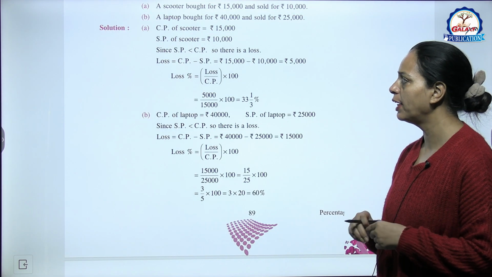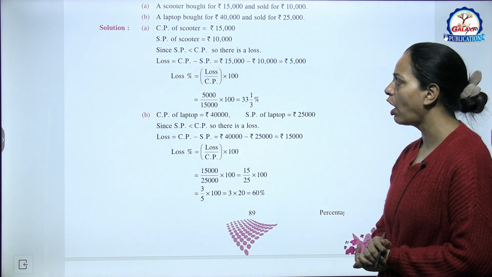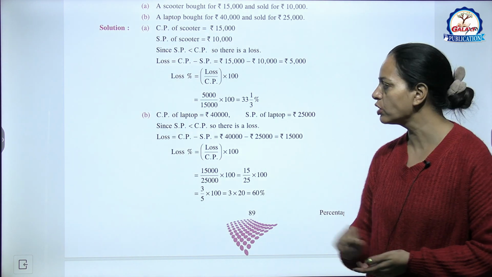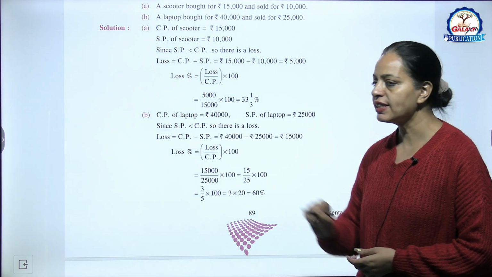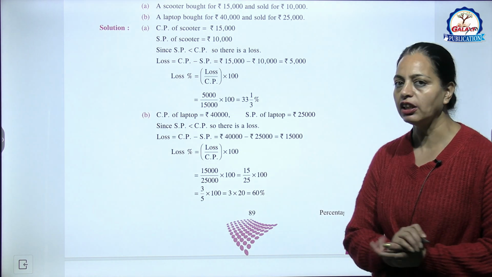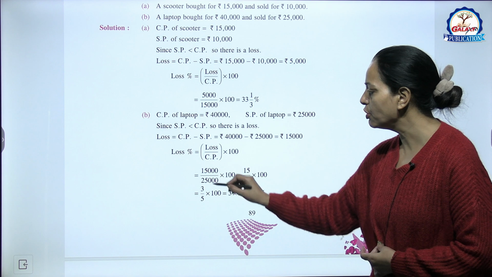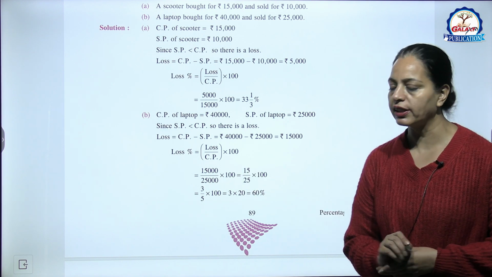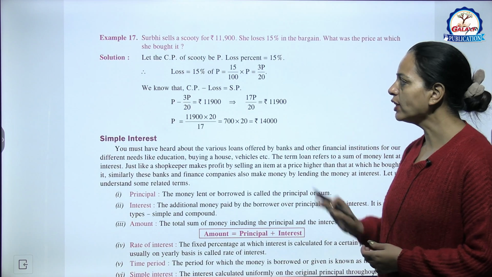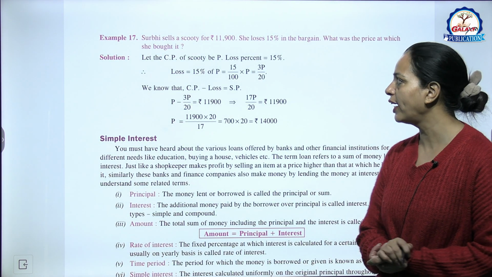Now B part, a laptop bought for rupees 40,000 and sold for rupees 25,000. So here CP is 40,000, SP is 25,000. So SP is less than CP, so again we have loss, CP minus SP, that is 15,000. Now loss percent, loss upon CP into 100. Substitute the values, cut the zeros, cut the numbers. Answer is 60%.